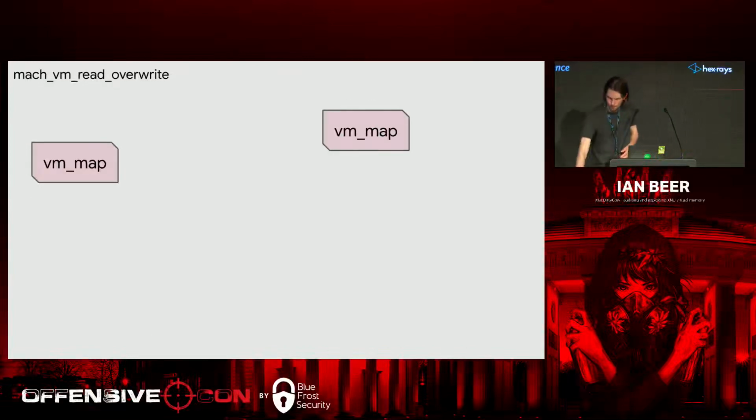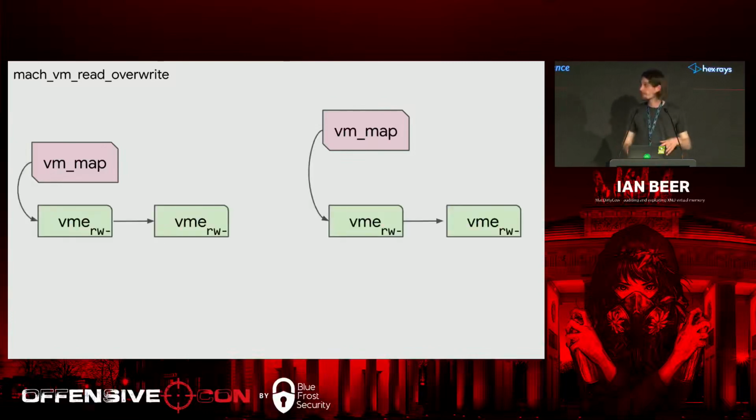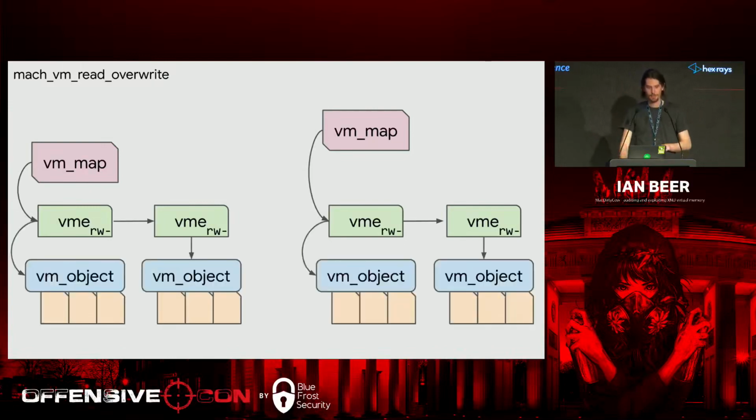So the setup that we're going to show here is using 2 VM maps, but really this also applies if you use these APIs to read from one map into the same map, but it's a little easier to visualize with 2 different maps. So we have the same setup here where each VM map has a linked list of VMEs which represent the virtual address space represented by those VM maps. Those VMEs in turn each point to VM objects that have some set of resident pages which actually provide the contents of the VM objects.